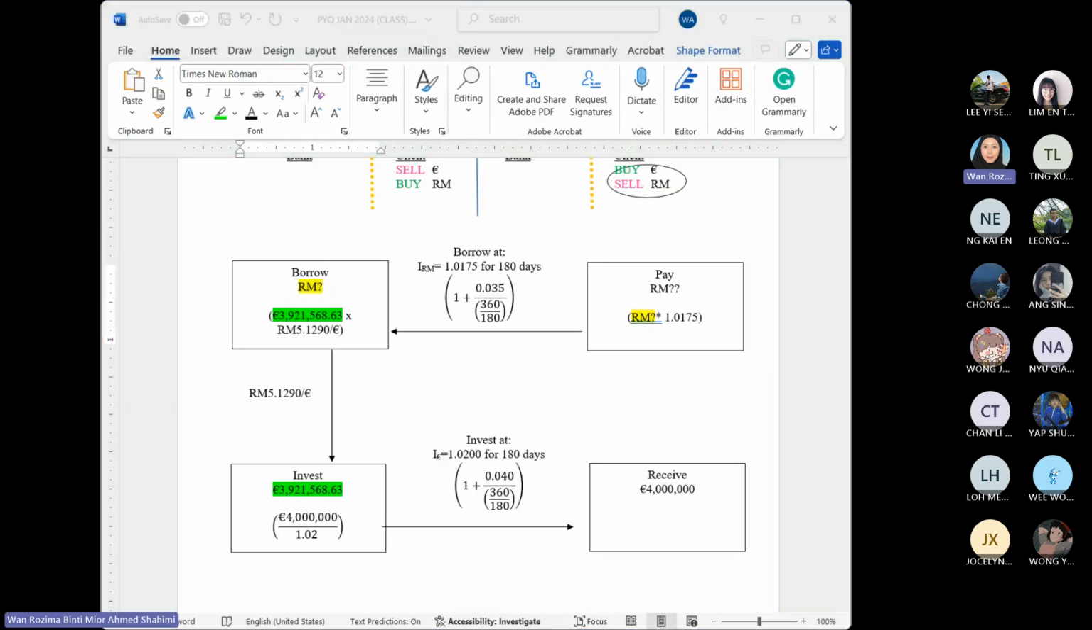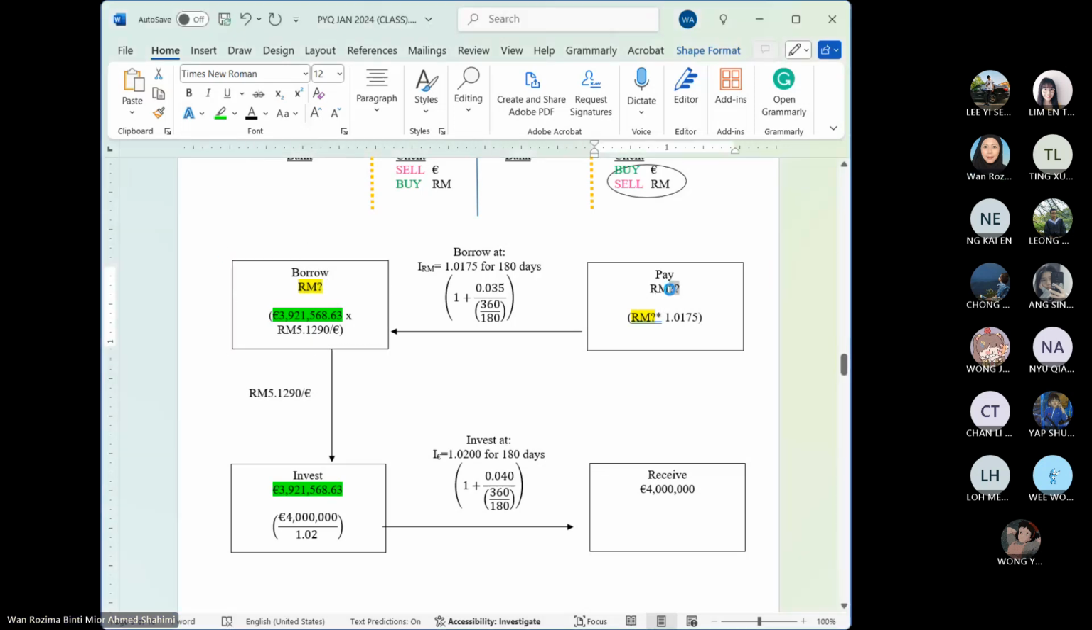Based on my answer, you will get this amount, 20,465,715 and 70 cents. Okay, so we are done with forward market hedge and money market hedge that you can see now.